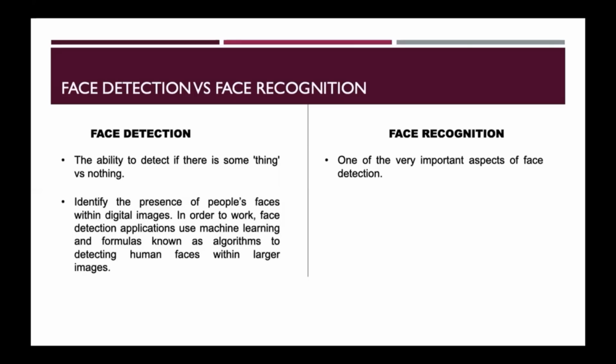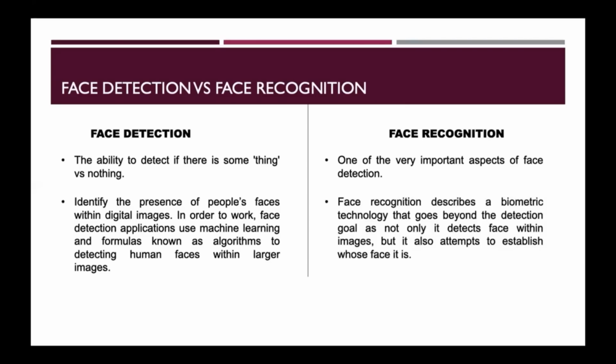Face detection identifies the presence of people's faces within a digital image. In order to work, face detection applications use different sorts of machine learning models or formulas known as algorithms to detect human faces within larger images. It doesn't matter how many faces are there within an image, it should be able to detect all the faces, as long as they belong to the human class, or as long as the model or algorithm has been trained to detect human faces.